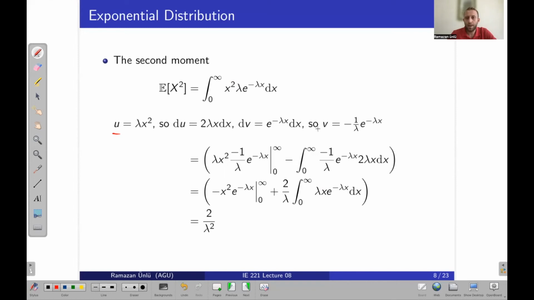And so the antiderivative of this will be minus 1 over lambda times e to the minus lambda x. Okay, and we can just substitute these new variables.